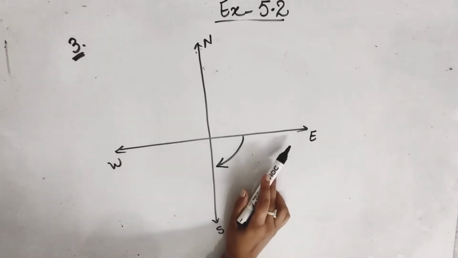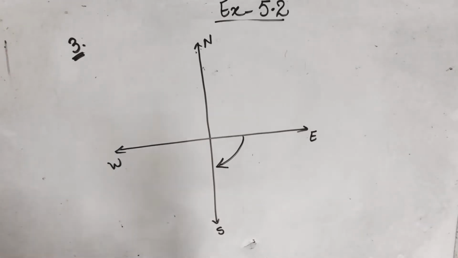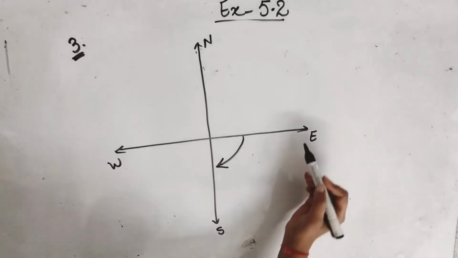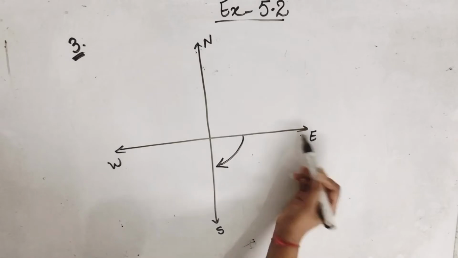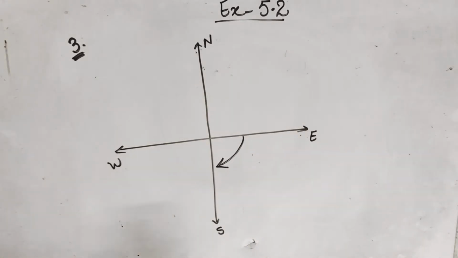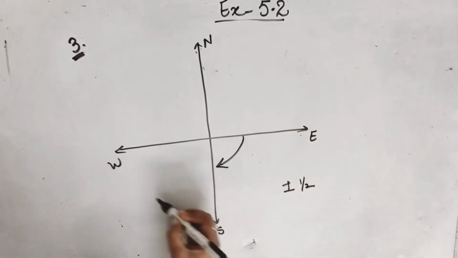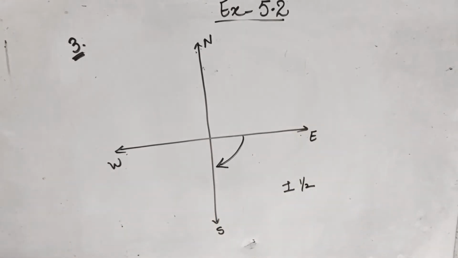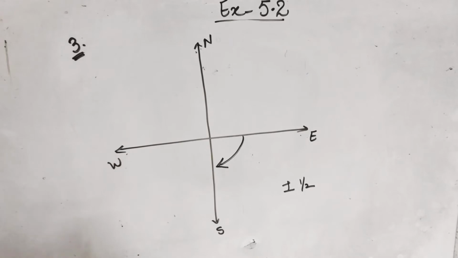B part is you have to start from east and make 1.5 revolution clockwise. So means in this direction. Now one revolution is one complete round. It means from east again back to east. And then we have half also. So from east to west. So answer is west.